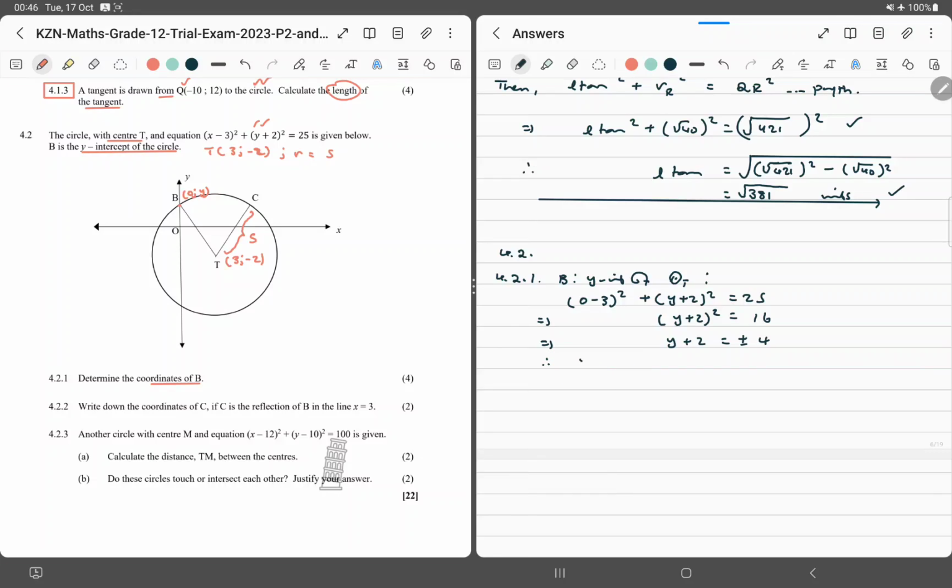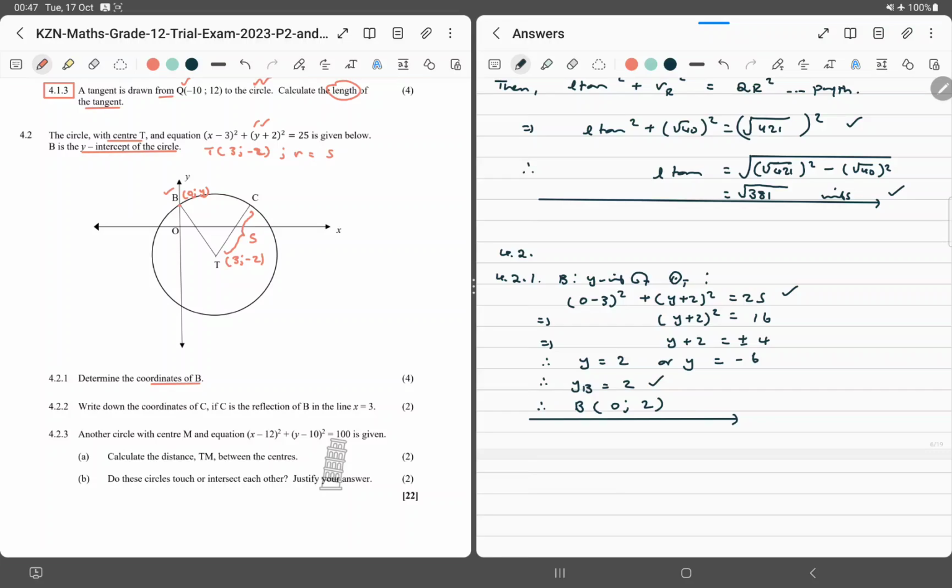And therefore we know that y is either going to be equal to 4 minus 2, which is 2, or y is going to be minus 4 minus 2, which is minus 6. And we can see B is above the x-axis. So we can say here safely, therefore y at B is 2. Therefore B is this point 0 and 2. Nice and easy. So essentially substituting 0 there is important, and I suppose with these two equations selecting that one is important.